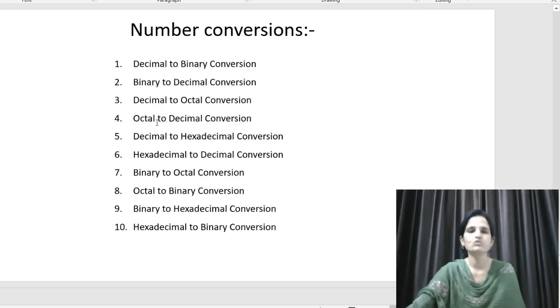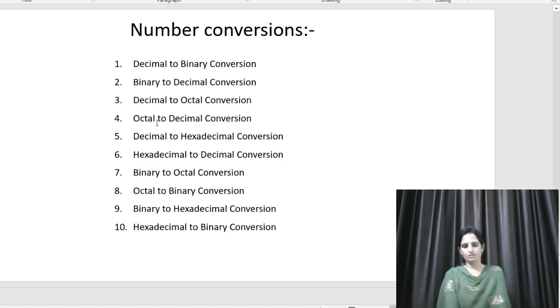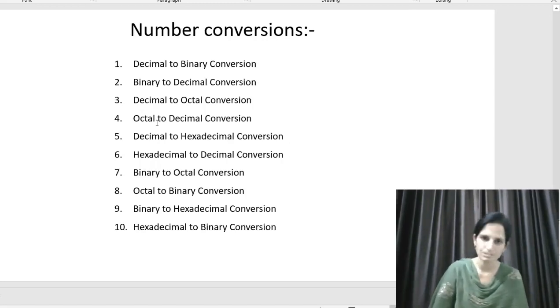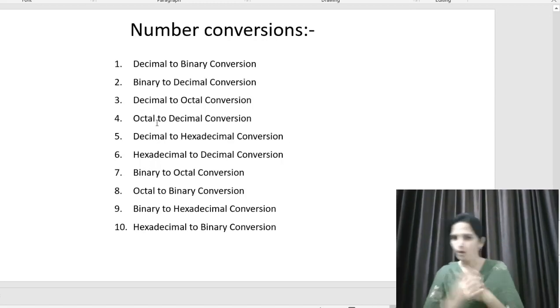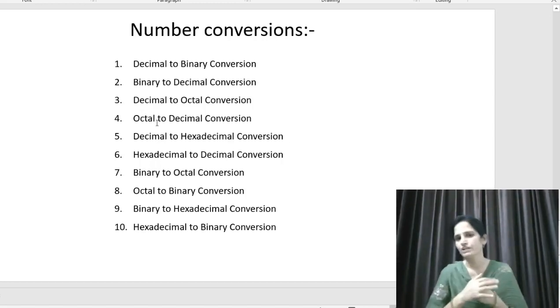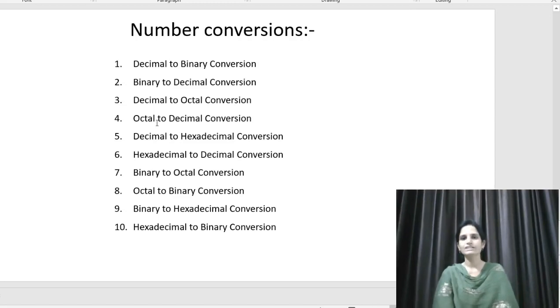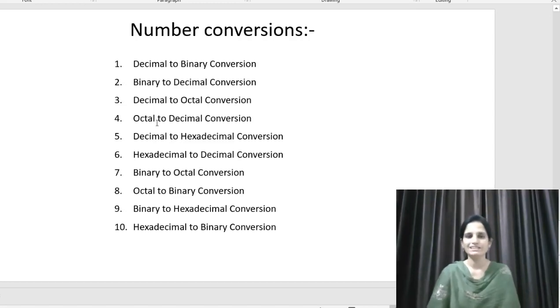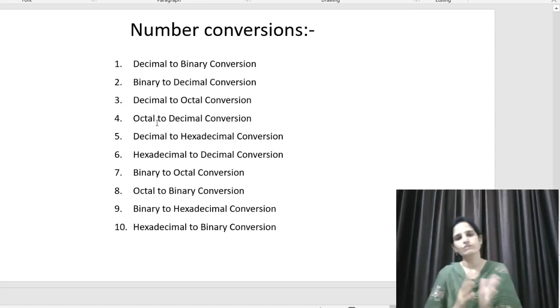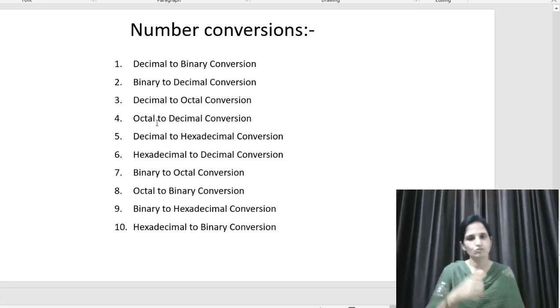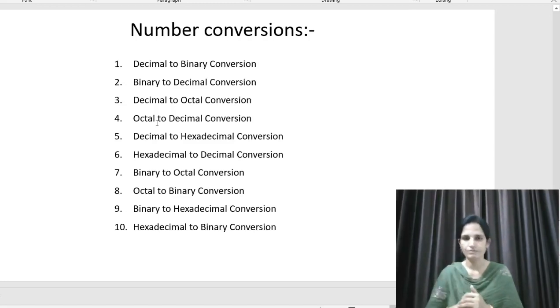And the next one is decimal to octal conversion. If your data is present in decimal, then we convert it into octal, and vice versa, if data is in octal, then we convert it into the decimal number system. And next we learn in this chapter decimal to hexadecimal conversion. If our data is in decimal, then we convert it into hexadecimal. And if our data is in hexadecimal, we convert it into the decimal number system. And we also interchange, converting one to the other.